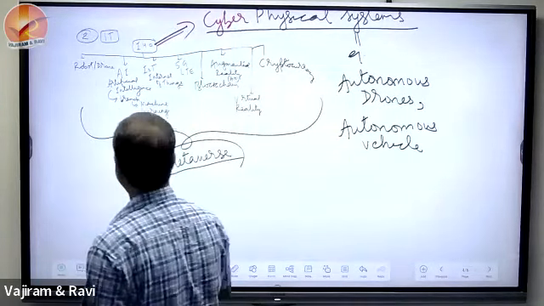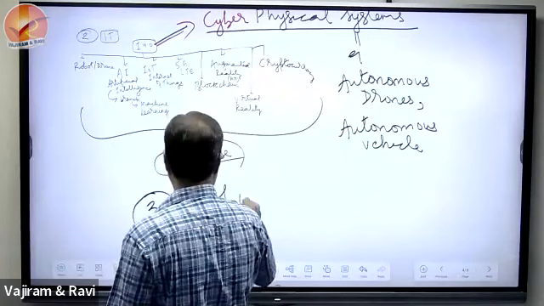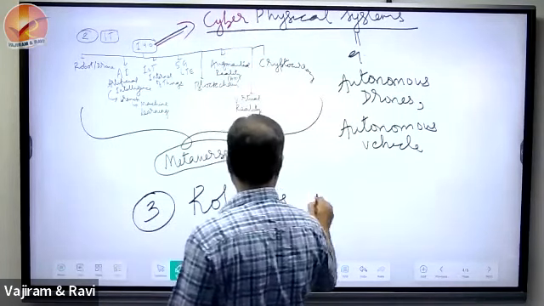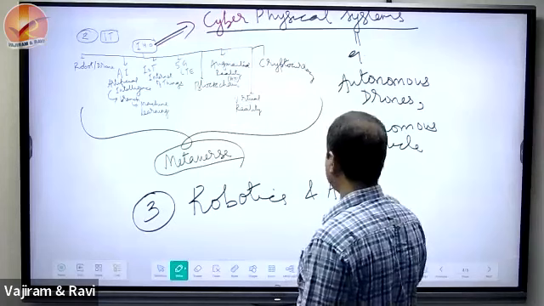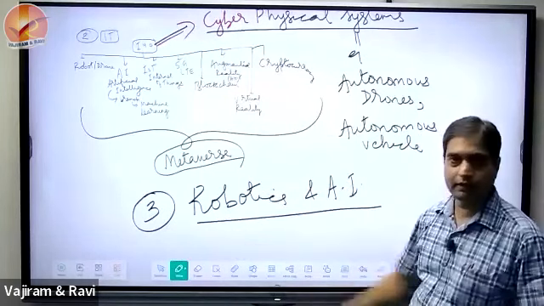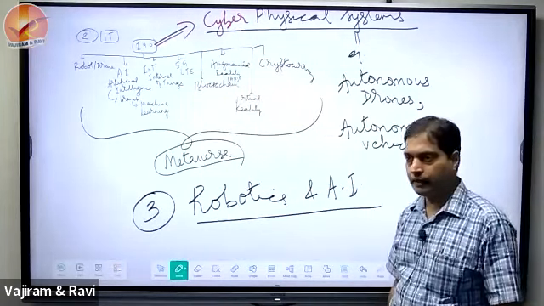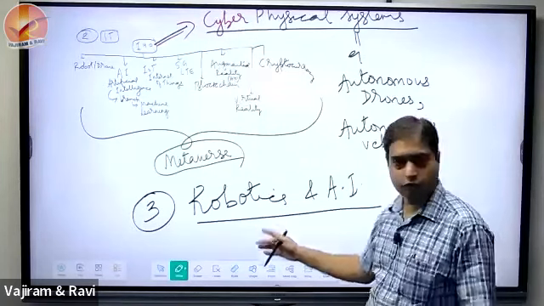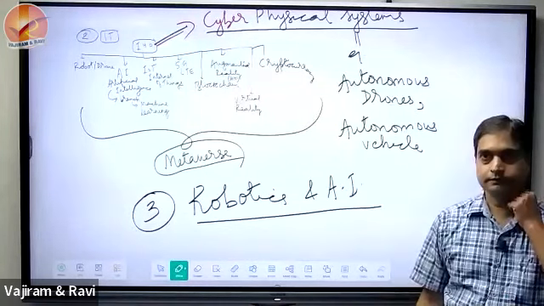Third chapter you can write, which is mentioned in your syllabus, robotics and artificial intelligence. So you can see there is overlapping of IT as a part of I 4.0. So the third chapter is what? Robotics and artificial intelligence.